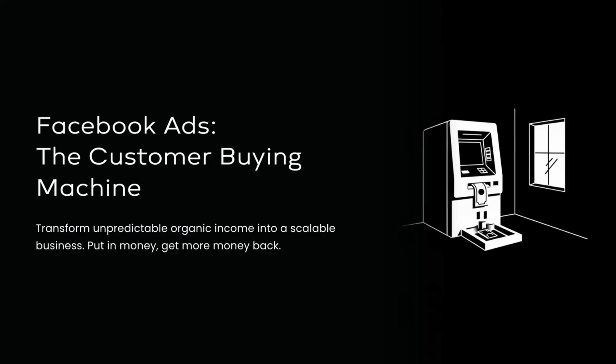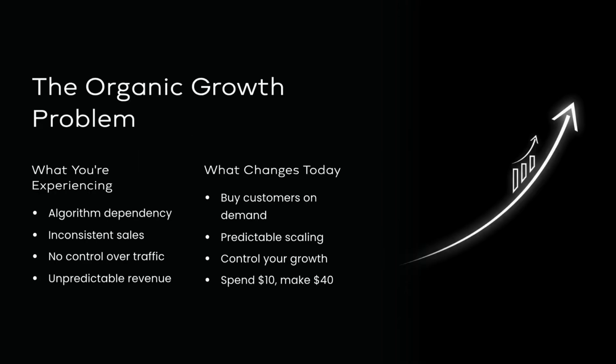Okay, now let's talk about setting up your customer buying machine. So, how do people actually find you? You have two options. Option one, organic social media. You post consistently. You hope the algorithm likes you. You pray for virality. Your sales are inconsistent. Your revenue is unpredictable. Or option two, you build a customer buying machine. You learn to buy customers on demand using paid advertising, and that transforms your business from unpredictable to scalable.